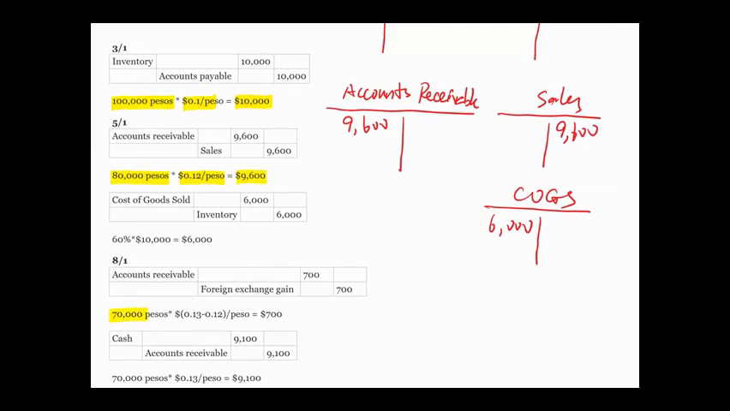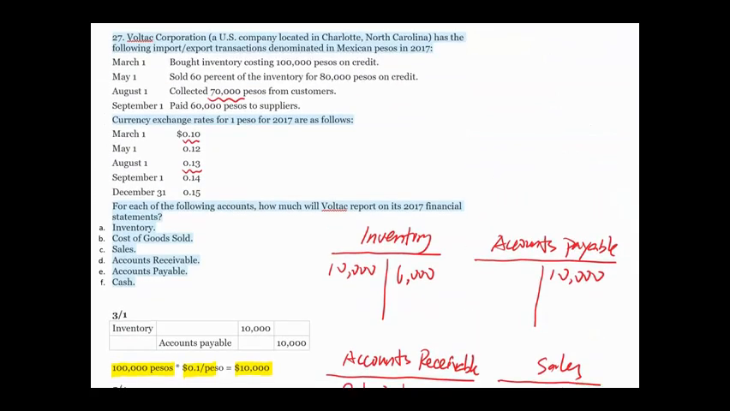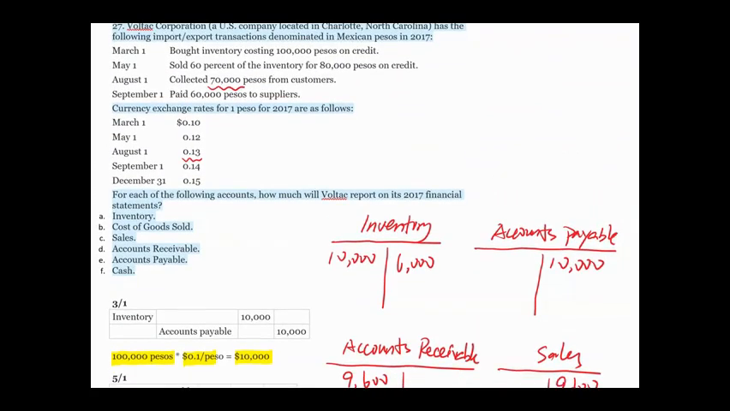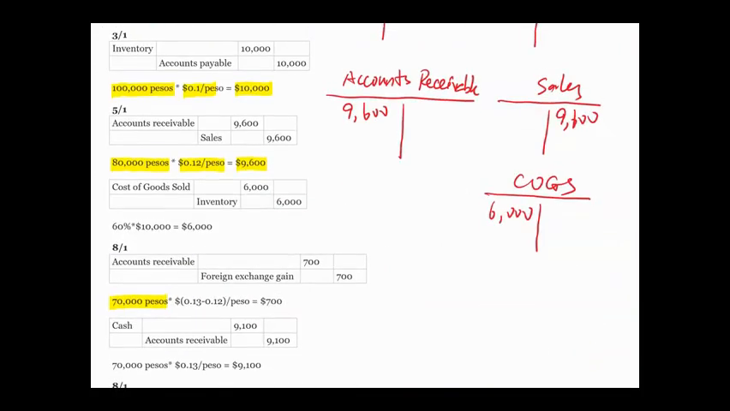So 70,000 is the amount that the customer paid them. Oh, sorry about that. Because the sales happened on May the 1st, we need to compare the May 1st exchange rate with August 1st. So that's an increase of only 1 cent. The total foreign exchange gain is 70,000 pesos times 1 cent per peso, equal to 700.